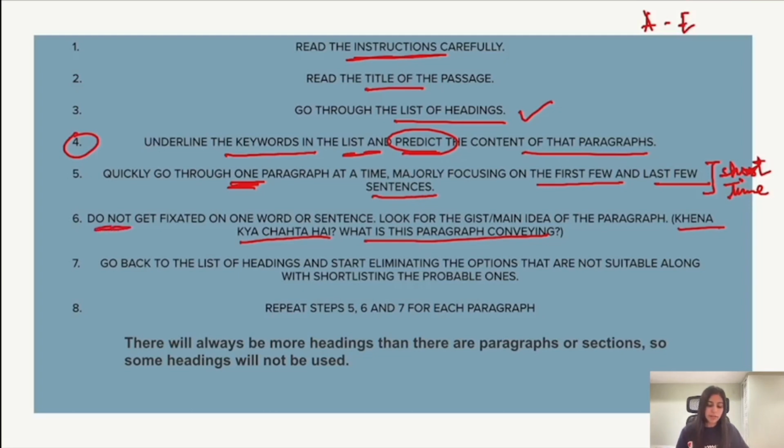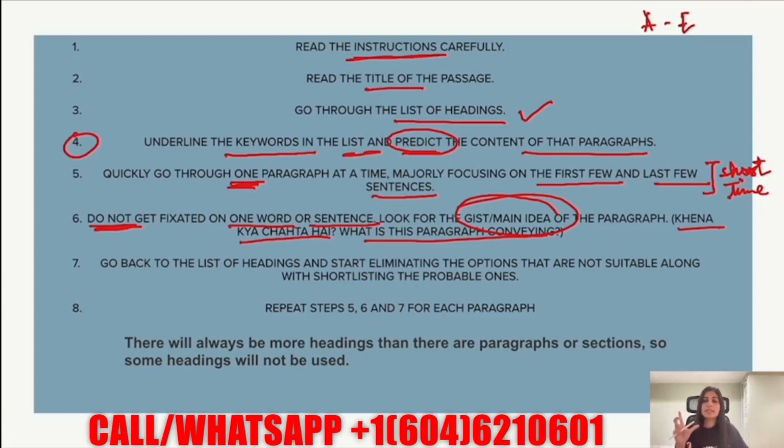So do not get fixated on one word or sentence that you're unable to understand, or feel that this one word is written or this one sentence is written, so the answer will be based on that only. Because here match the headings basically wants to assess, or the examiner is trying to assess, your ability to understand the main idea or the gist of the paragraph using this type of questions. So keep that thing in mind.